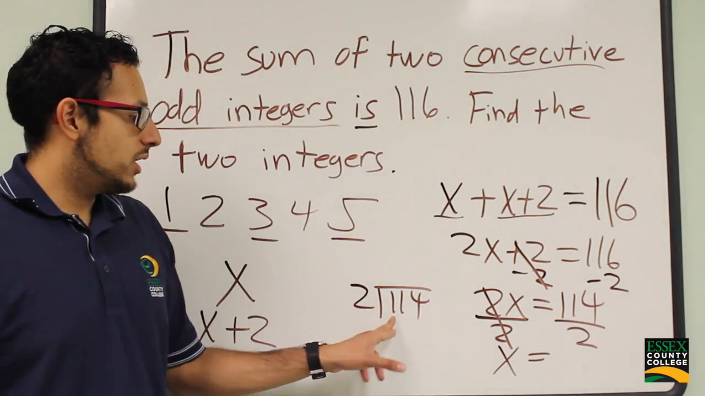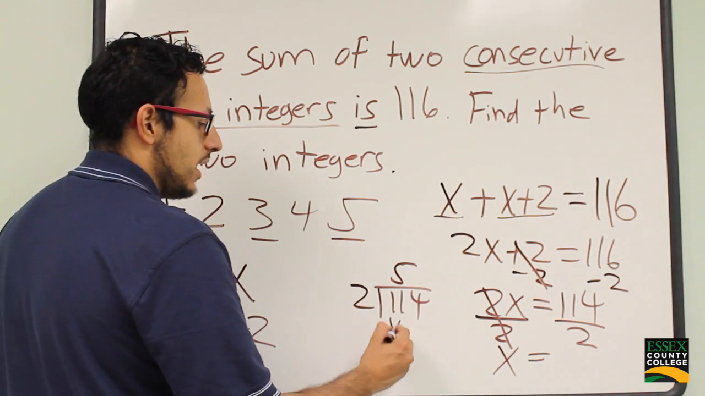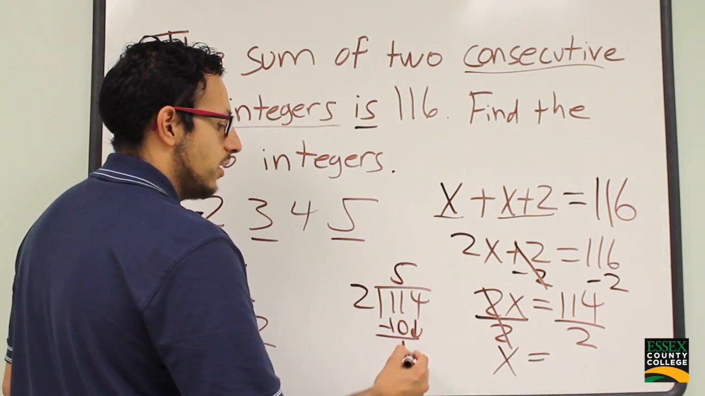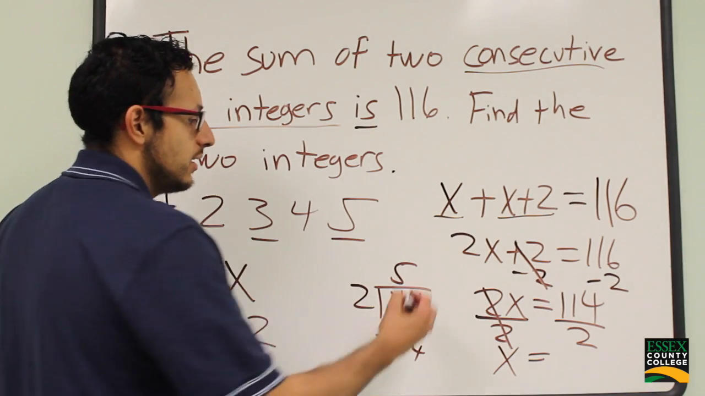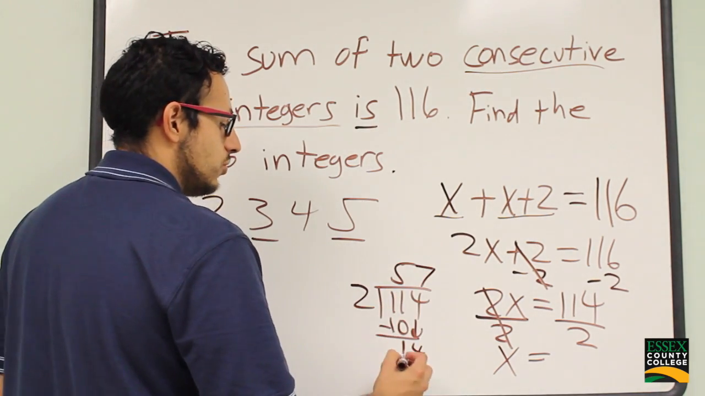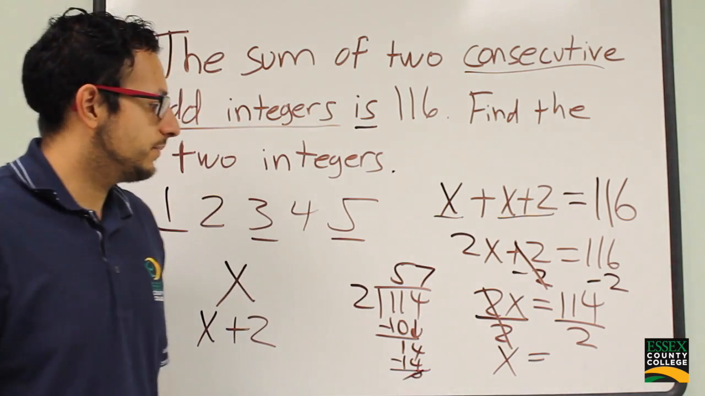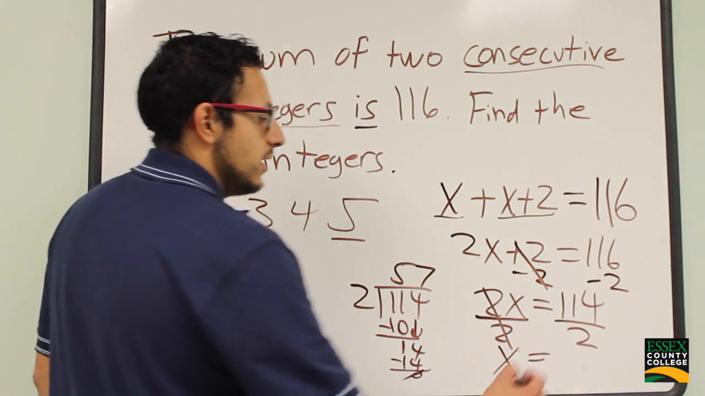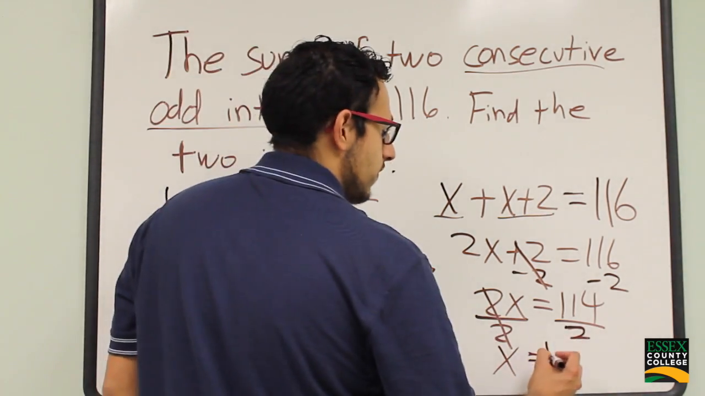So 2 goes into the 11 five times. 5 times 2 is 10. 11 minus 10 is 1. Bring down the 4. 14. How many times does 2 go into 14? 7 times. 7 times 2 is 14. Subtract, we get 0. No remainder. Therefore, 114 divided by 2 is 57.